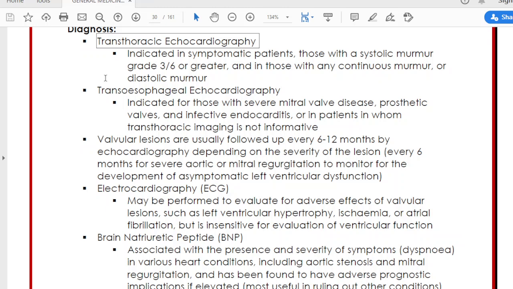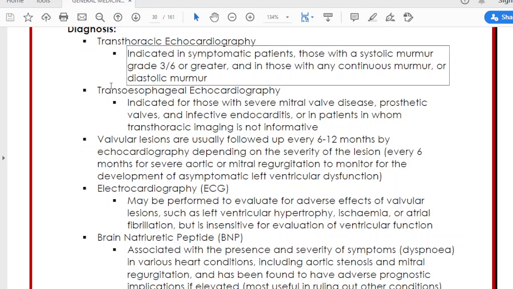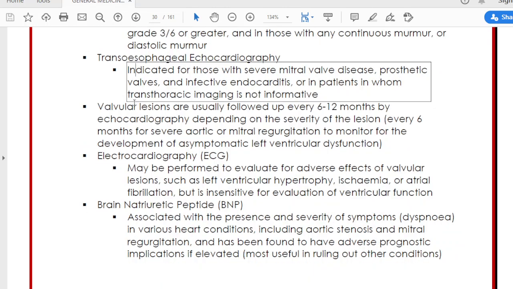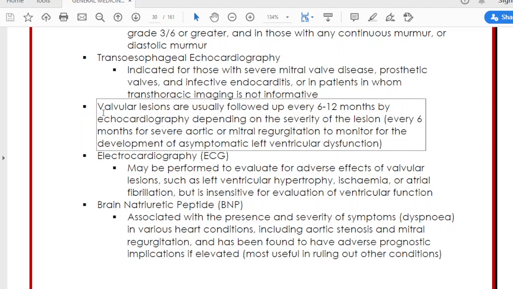Diagnosis. Transthoracic echocardiography is indicated in symptomatic patients, those with a systolic murmur grade 3/6 or greater, and those with any continuous or diastolic murmur. Transesophageal echocardiography is indicated for those with severe mitral valve disease, prosthetic valves, and infective endocarditis, or in patients in whom transthoracic imaging is not informative.